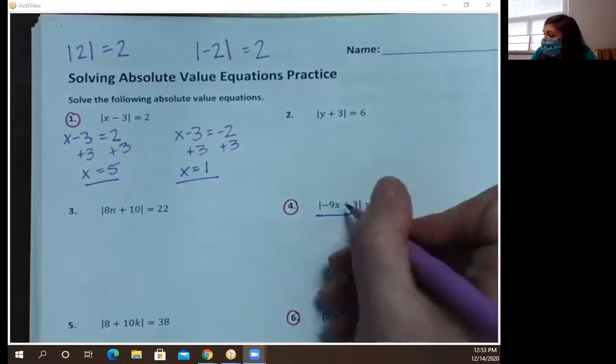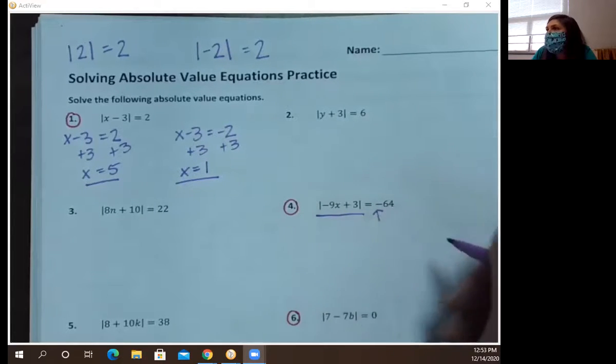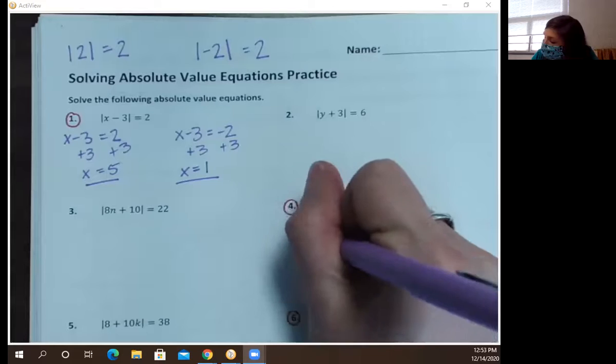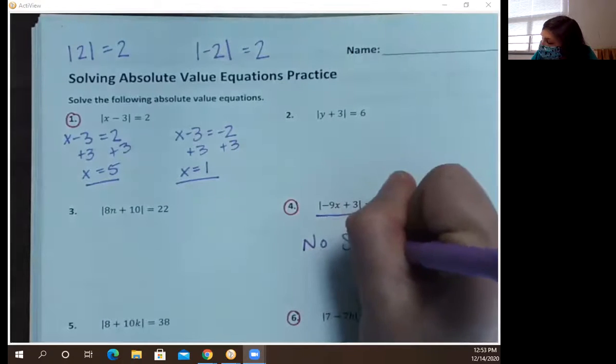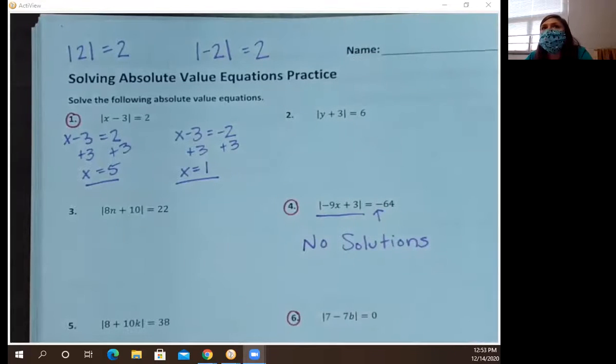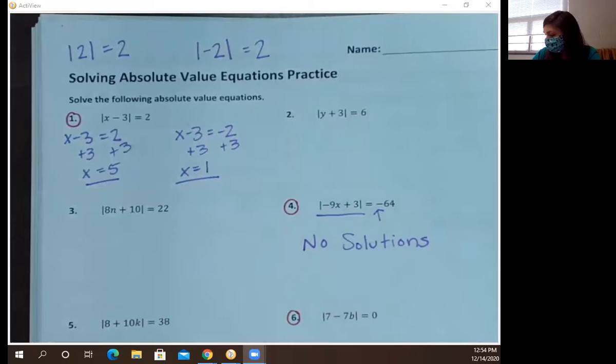So what does that mean if I take an absolute value and I get something negative? What does that mean for my solutions here? Exactly, no solutions. Shouldn't get a negative result from taking an absolute value. So we say no solution. Again, we looked at an example like that on Friday. Questions on number 4?